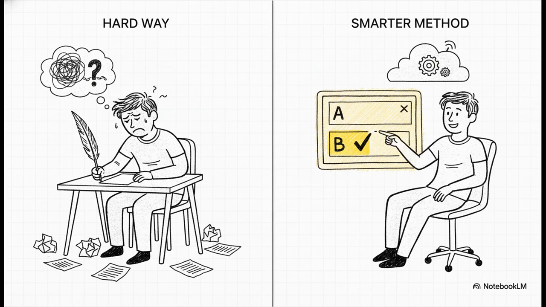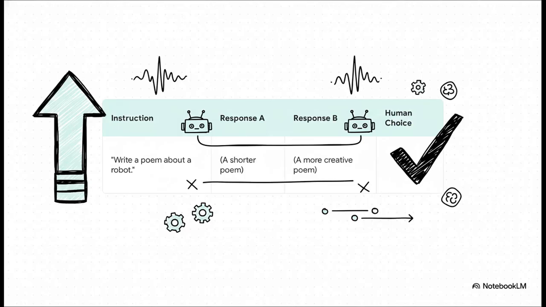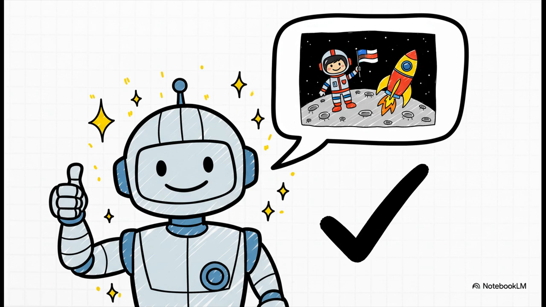So the new, smarter way to do it is to learn from preference. It turns out it's much, much easier for a person to look at two answers and say, that one's better, than it is to write a perfect answer from scratch. The way this works is basically like a huge series of A/B tests for the AI. For any given instruction, the model generates two different responses, A and B. A human labeler then just picks the one they like more. You do this thousands and thousands of times, and the model starts to learn what humans actually think a good answer looks like.